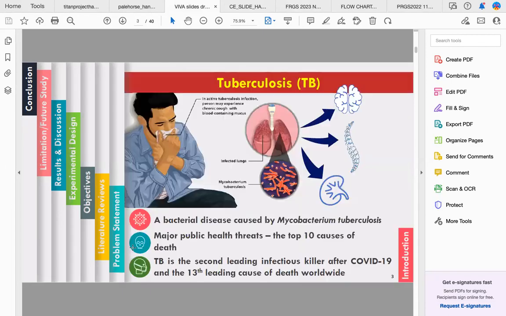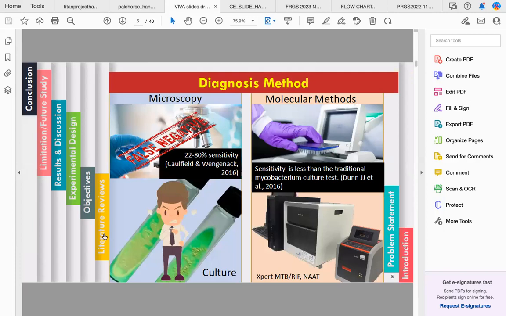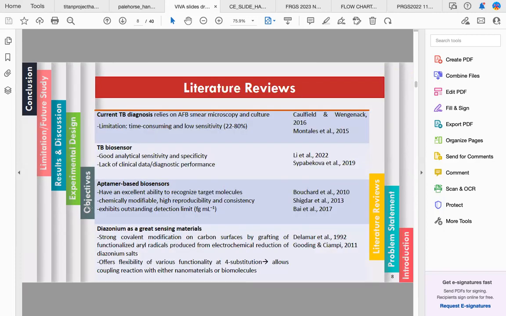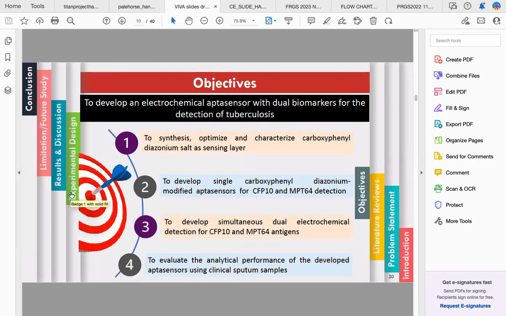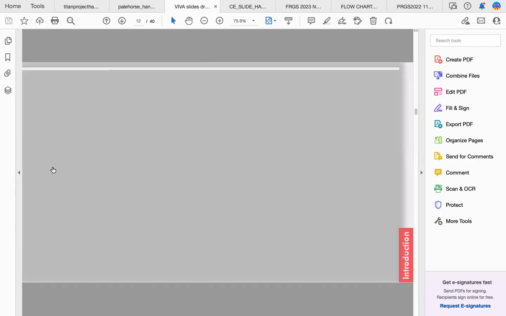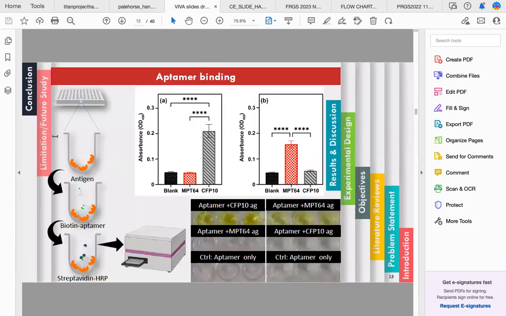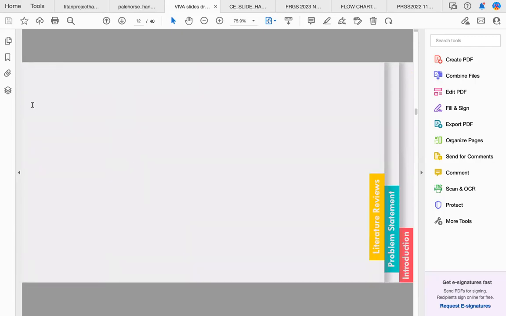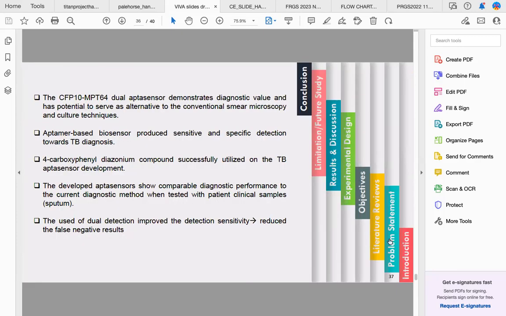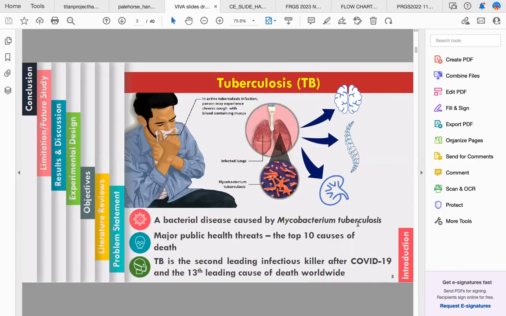So it's actually very useful because you can skip. Let's say if there is a question on the problem statement, you can skip back to it. I don't know how he did this, but it's a link actually. So it's very user friendly to do this.